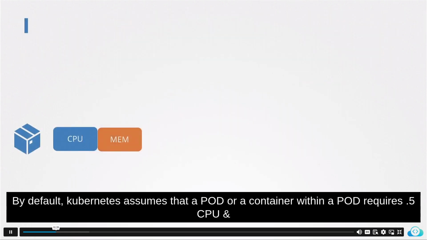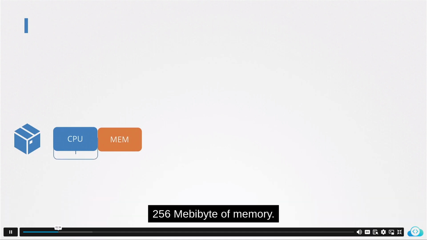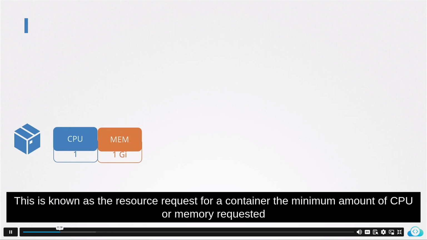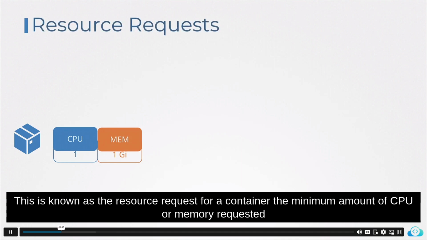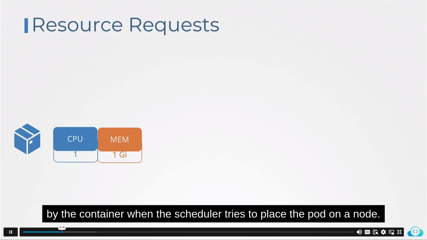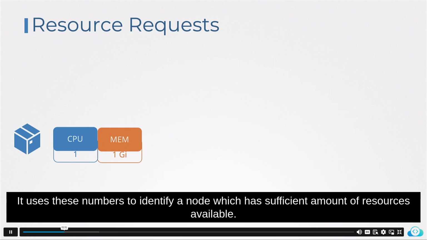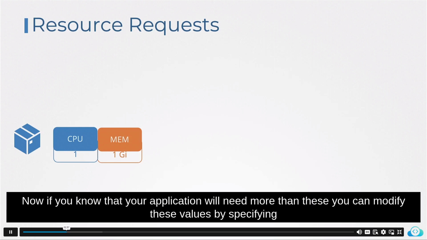Now let us focus on the resource requirements for each pod. So what are these blocks and what are their values? You can specify the amount of CPU and memory required for a pod when creating one. For example, it could be 1 CPU and 1 GB of memory. This is known as the resource request for a container, the minimum amount of CPU or memory requested by the container. So when the scheduler tries to place the pod on a node, it uses these numbers to identify a node which has a sufficient amount of resources available.